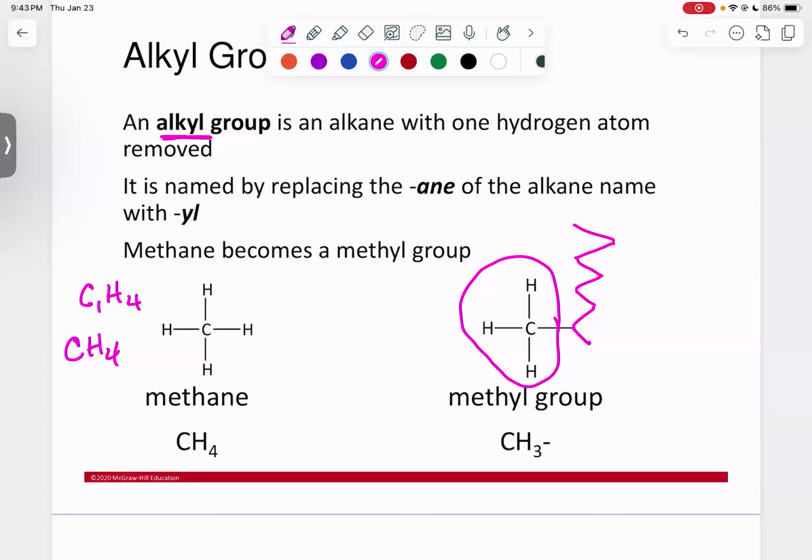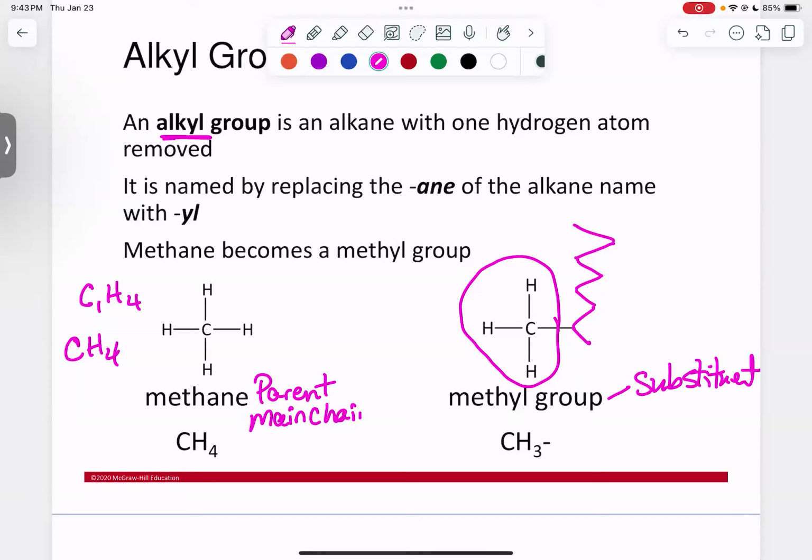And so it's just telling you, is this the parent or is this the substituent? Substituent is anything coming off of the main chain. The parent is the main chain. And then substituent is something coming off of the main chain.